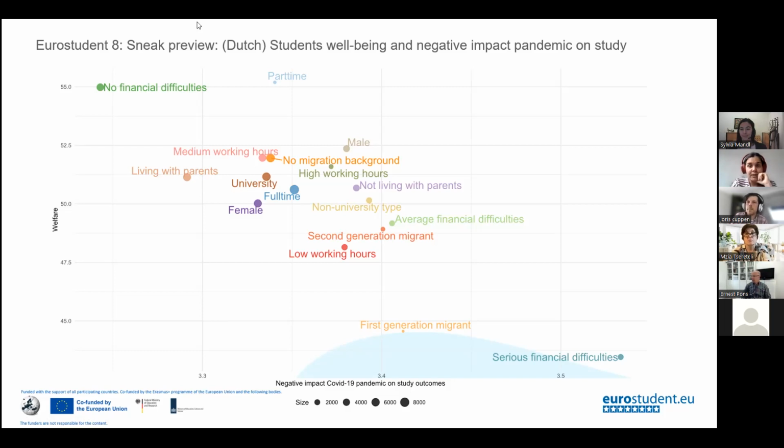I just wanted to note that I think this is a great way of visualizing the different student groups on two different variables at the same time. So thanks for that. It's a good idea. Thanks.